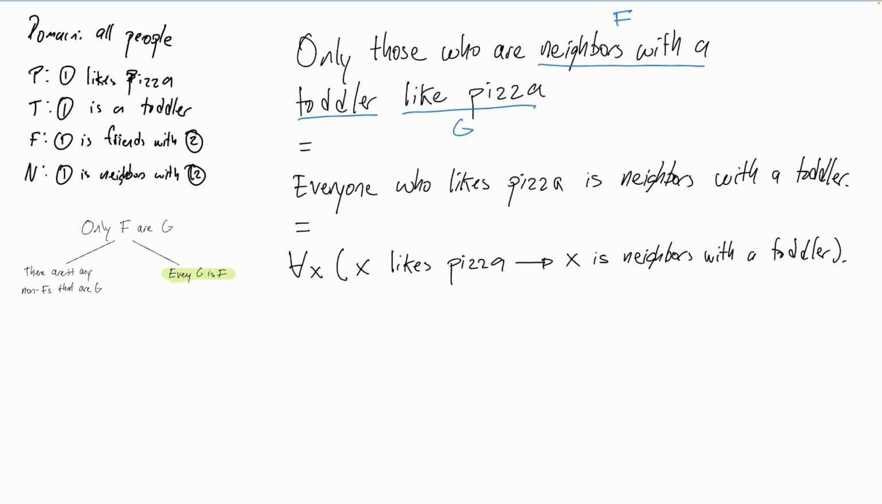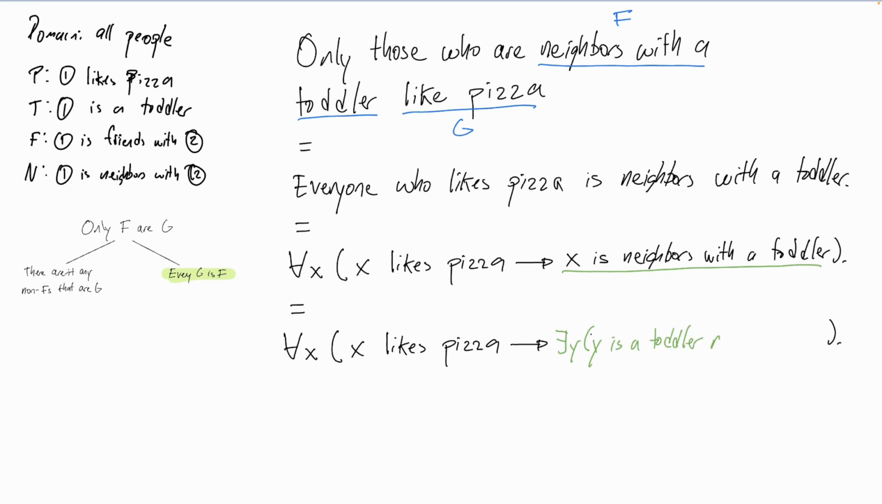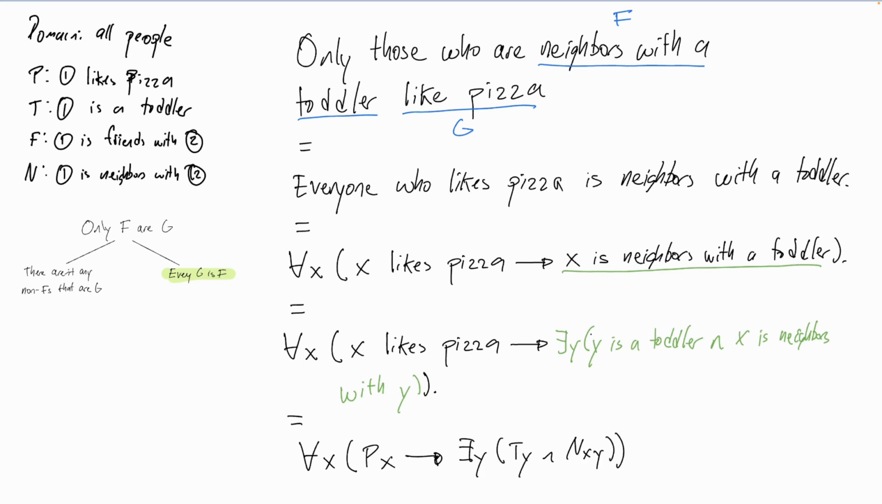Now we just have to rephrase X is neighbors with a toddler. That can be reworded as there is a Y such that Y is a toddler and X is neighbors with Y. So we end up with the formula for all X, if PX, then there exists a Y such that TY and NXY.